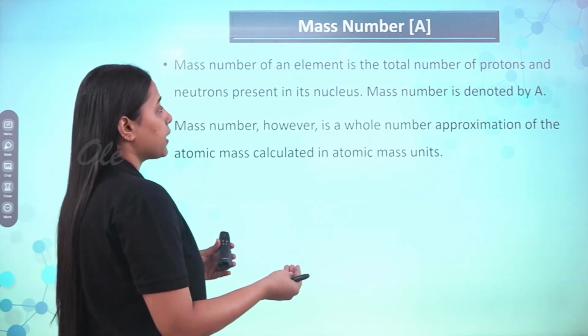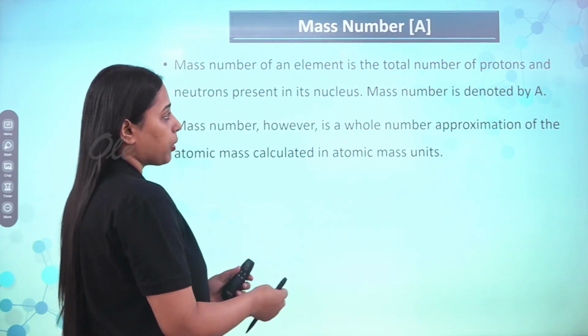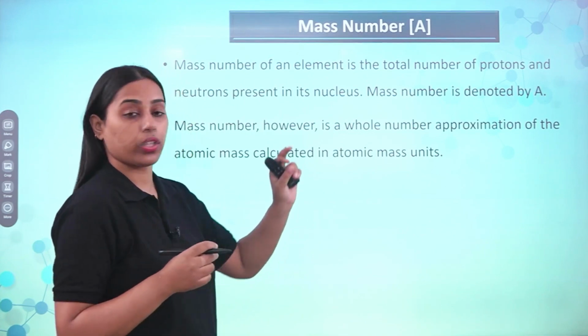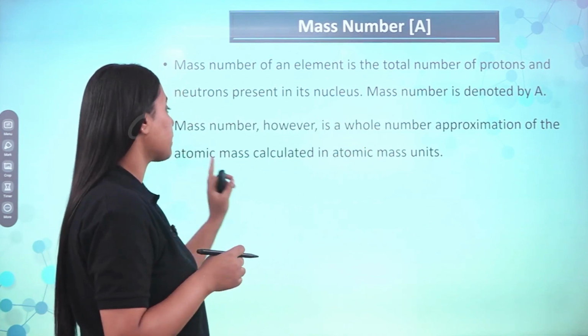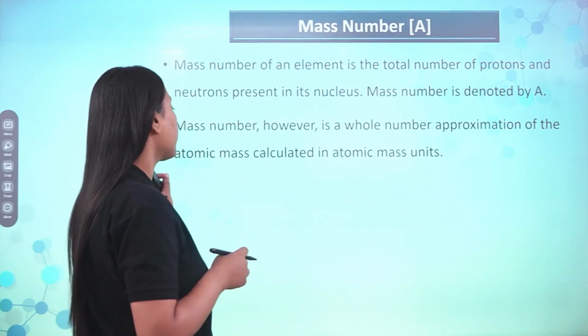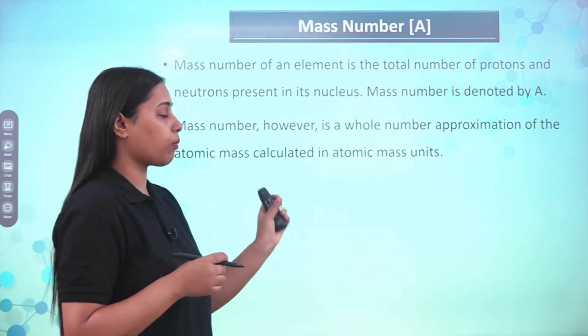Mass number is the total number of protons and neutrons present in the nucleus. Mass number is denoted by capital A. Mass number, however, is a whole number approximation of the atomic mass calculated in atomic mass unit.